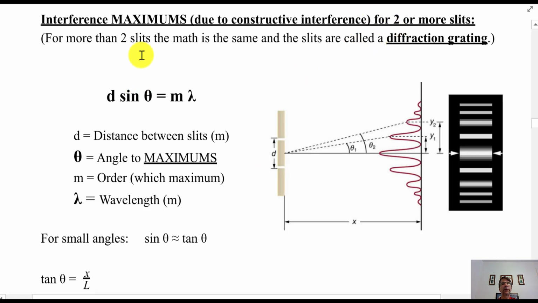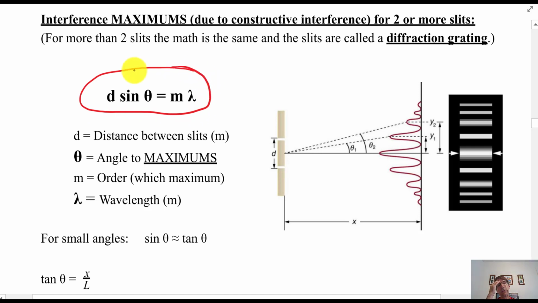For more than 2 slits, the math is the same, and we call it a diffraction grating. I don't know at what point they call it a diffraction grating. 3 slits, 4 slits, I don't know the definition, but anything more than 2, I will call a diffraction grating. Usually diffraction gratings have hundreds of slits, closely spaced. They're really close together. To the naked eye, you can't even tell there are slits there. But here's the math. And what do these things mean?